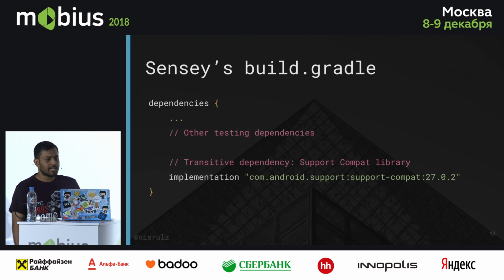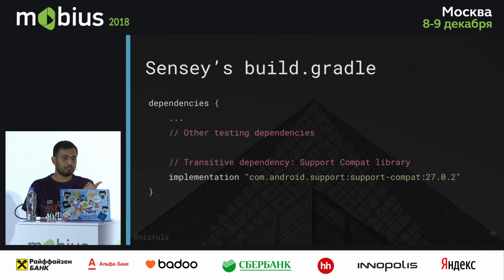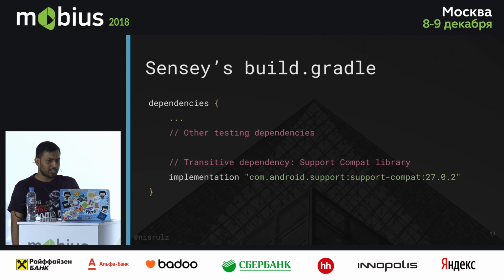But here's the thing. Let's go back and check out Sensi's build.gradle. Now, this is inside my own project. It's not a published library. It's a library module where I can define the implementation keyword. And this is like a transitive dependency. So anytime Sensi is downloaded, the support compat library will also be downloaded. So it's a dependency for my Sensi library too. This thing makes sure that at any time support compat will get downloaded.